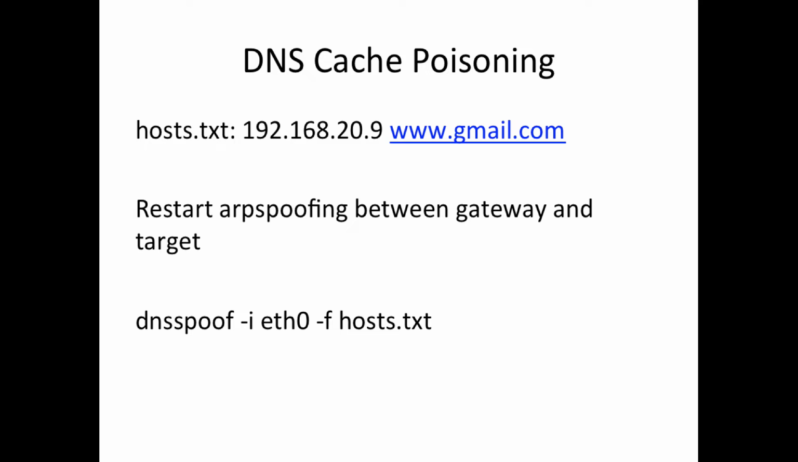We can use a tool called Dns Spoof to do so. So that's exactly what we're going to do. We are going to have to do ARP spoofing between the gateway and our target, so when it tries to call out for DNS, it will instead ask us, and we will reply with whatever we want.